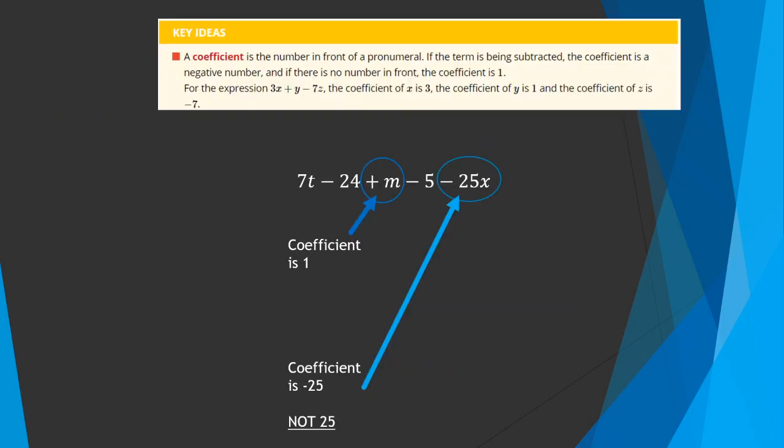We already know that a coefficient is the number in front of a pronumeral, but what happens if we have a pronumeral like we've got in blue with no number in front of it? Well, that would mean that our coefficient is 1 because we have 1m. It doesn't have to have the number 1 in front of it, but if you see just a letter by itself, just remember that the coefficient is 1.